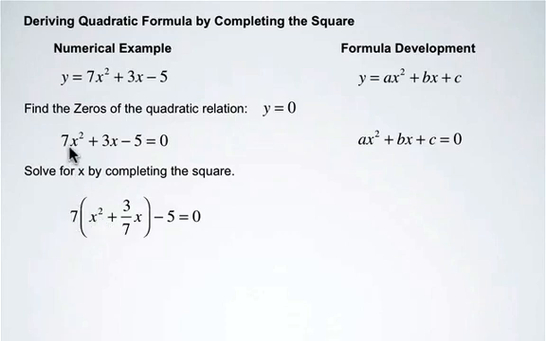We're going to factor the 7 out. We remove the 7, so we have x squared plus 3 over 7x. So we've removed 7 from the first two terms, just like we would when we're completing the square. So we're factoring out a. You can see that here. We factored out a from the first two terms. We factor it from x squared, and we factor it out of bx by dividing it by a.